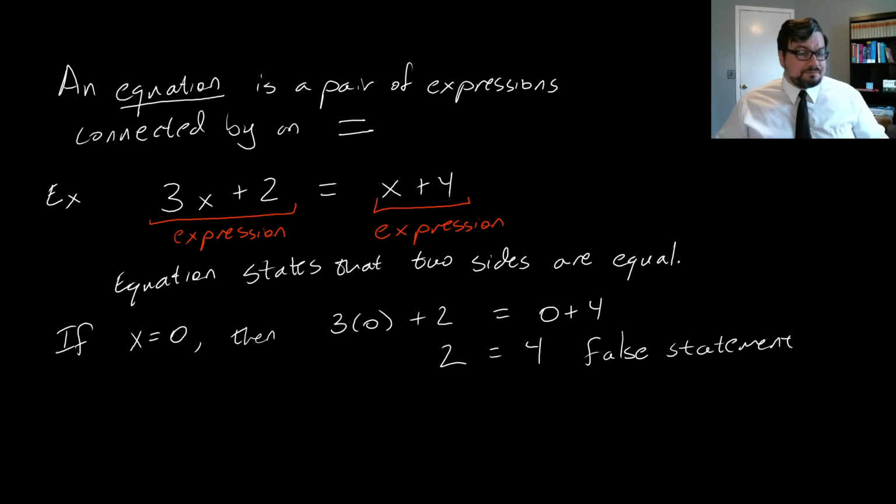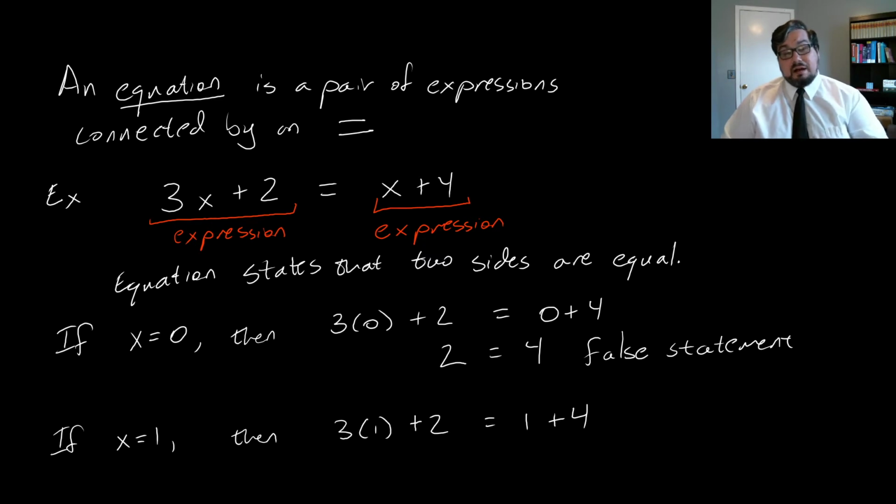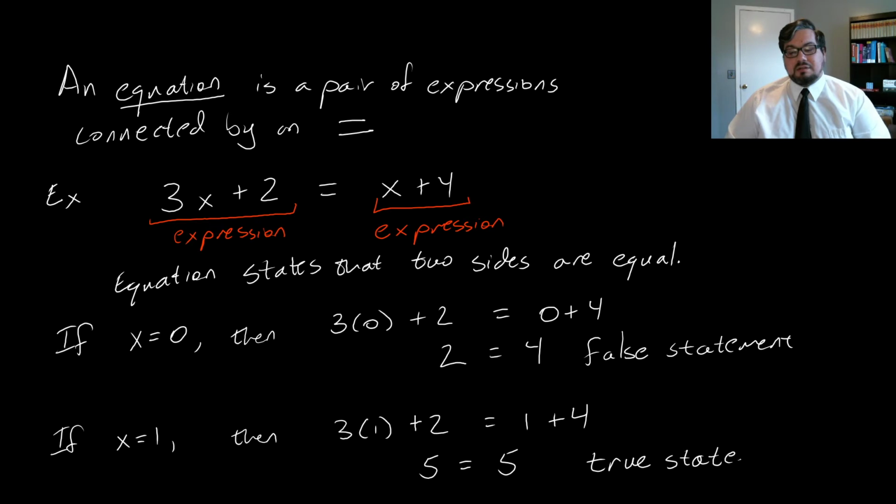On the other hand, if x equals 1, then we get that 3 times 1 plus 2 equals 1 plus 4 is the value of the equation. And we get that 5 on the left is equal to 5 on the right, and this is a true statement. So what we find is that equations are statements that are sometimes true and sometimes false depending on the value of the variables inside.